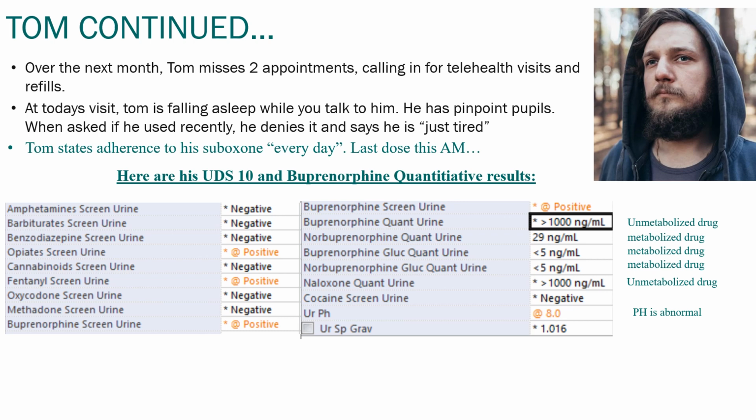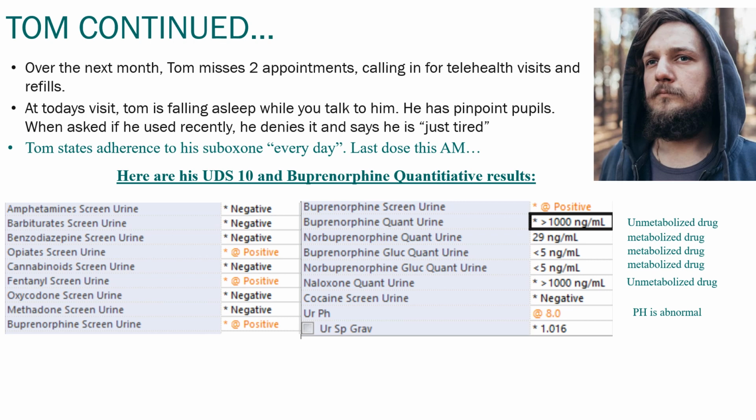Okay. So this behavior should make us a bit suspicious. And sure enough, we get a point of care urine drug screen, which you can see here on the left. And he's positive for buprenorphine, but also positive for fentanyl and opiates. So he's taking some fentanyl adulterated heroin, and it seems like he's also using buprenorphine?